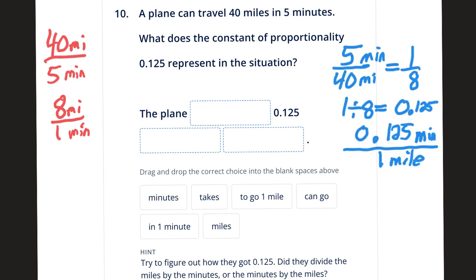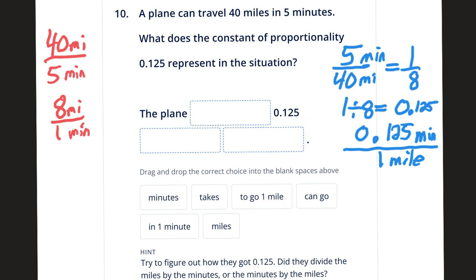All right, so I need to do 5 minutes divided by 40 miles. If you look, it's the reciprocal of the red ratio that I wrote over here. So I know that 5 over 40 is 1/8, or I could just do 5 divided by 40, or 1 divided by 8. I get the same decimal. It's 0.125. Okay, yes, it matched.